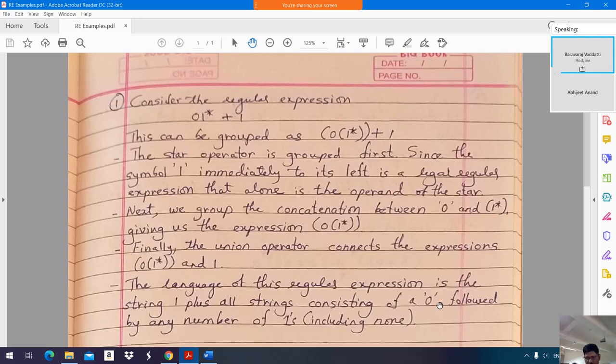That is, beginning with 0, followed by any number of ones. This is a language accepted by, or represented by, this regular expression.